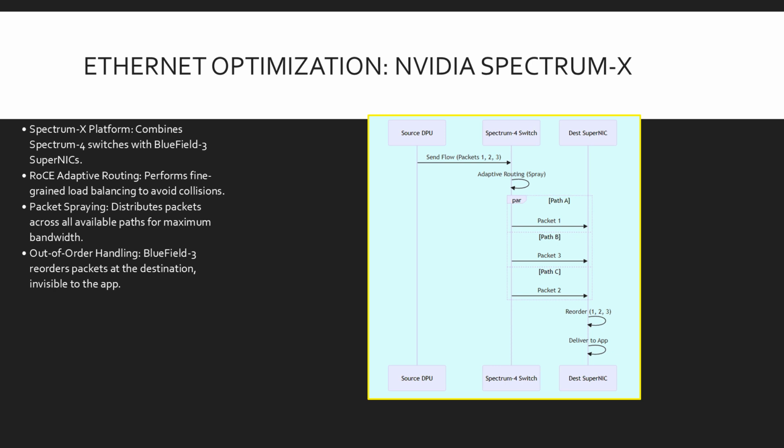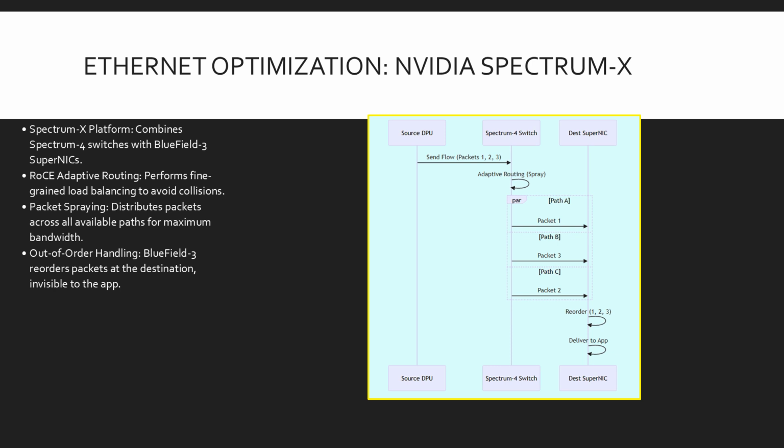Spectrum-X introduces RoCE adaptive routing. The Spectrum-4 switch sprays packets across all available paths to maximize throughput. Crucially, the BlueField-3 SuperNIC at the destination handles the out-of-order packet arrival, reassembling them perfectly before presenting them to the application. This brings InfiniBand-like performance to Ethernet.